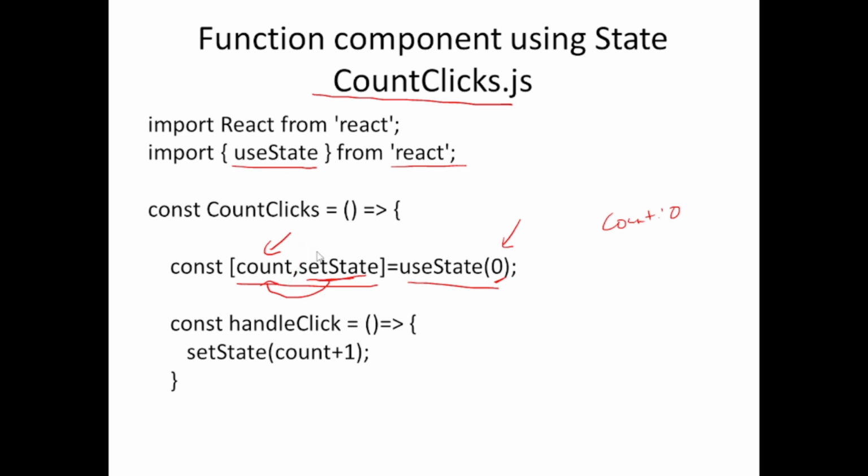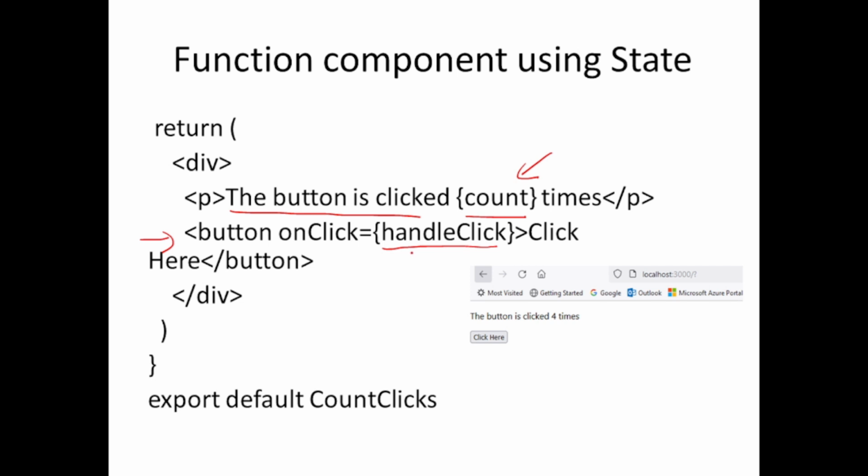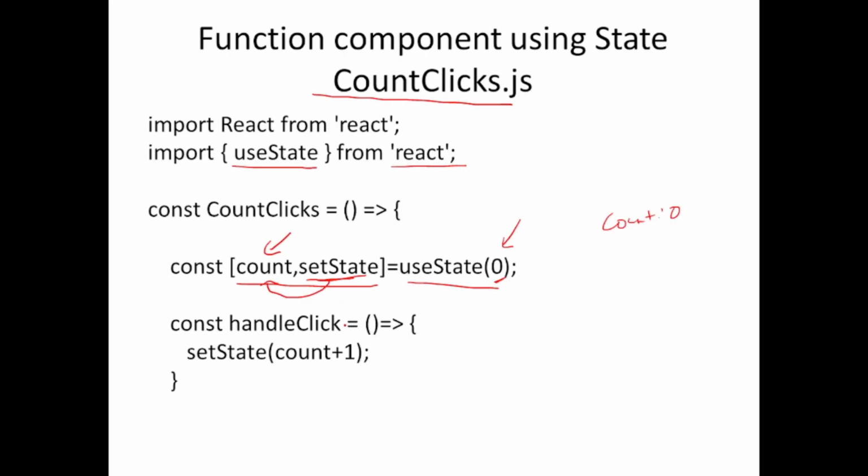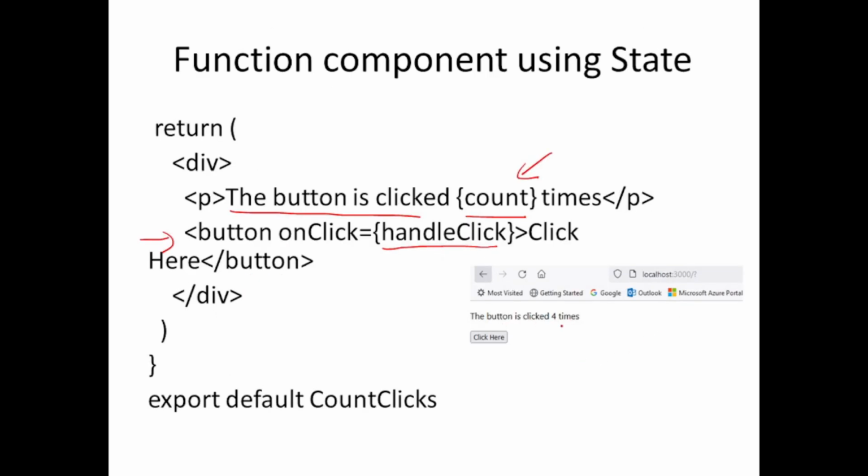So what's happening when the user clicks on this button, the event handler comes into picture, and it's going to call the setState method and increment the count by 1, so that every time the user clicks, count will be incremented by 1. So what will be your output? The button is clicked 0 times will be the initial output. When the user clicks the button, event handler works, and then the state changes. The value gets incremented by 1 every time.